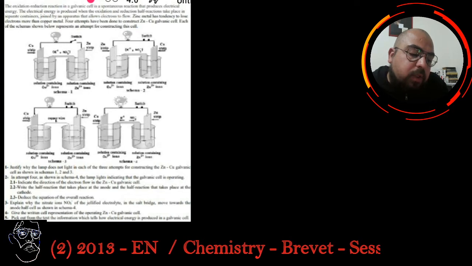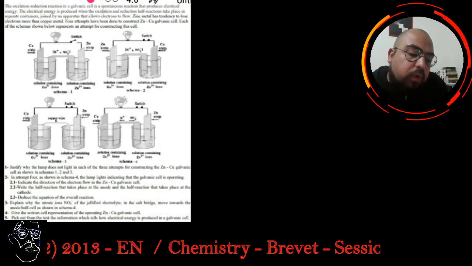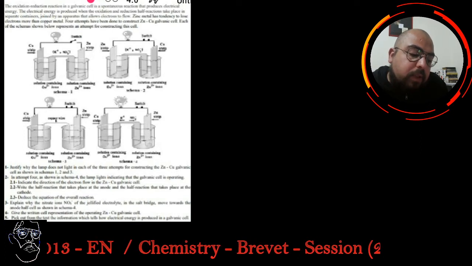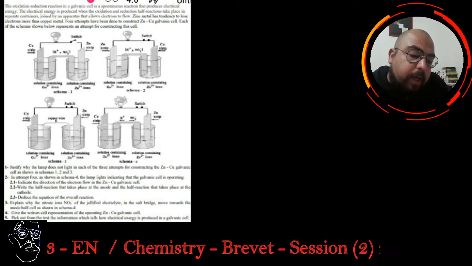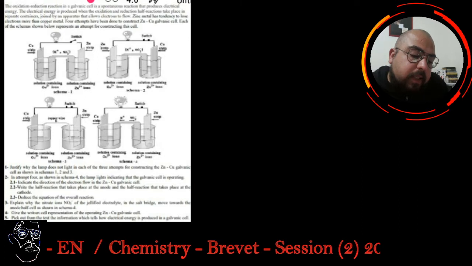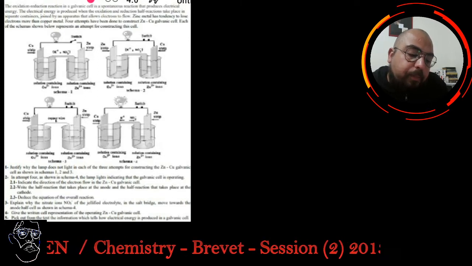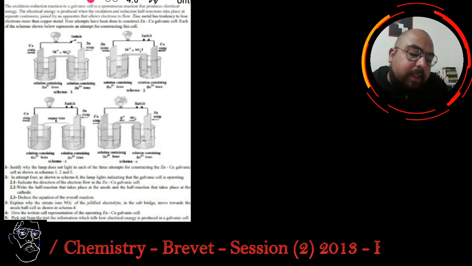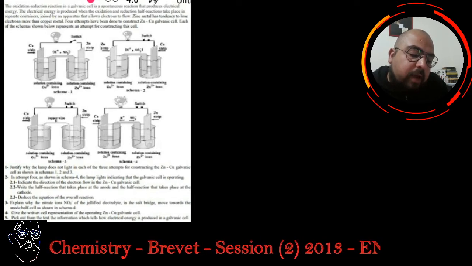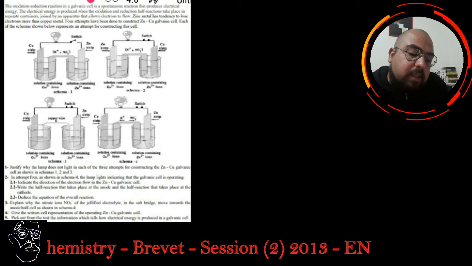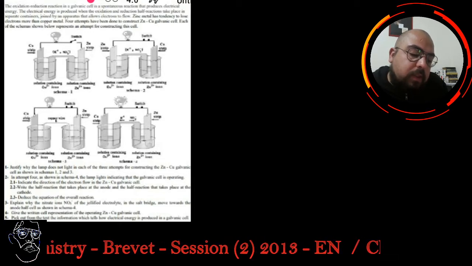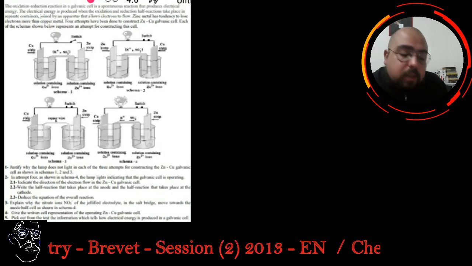The electrical energy is produced when the oxidation and reduction half reactions take place in separate containers, joined by an apparatus that allows electrons to flow. Zinc metal has a tendency to lose electrons more than copper metal. 4 attempts have been done to construct a ZnCu galvanic cell. Each of the schemas shown below represents an attempt for constructing this cell.